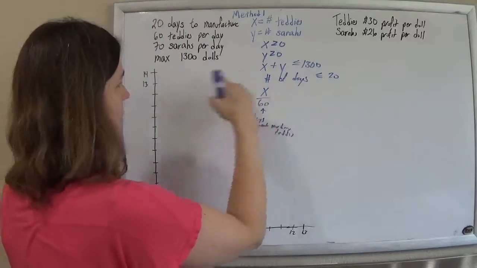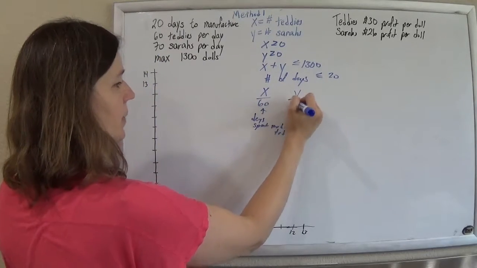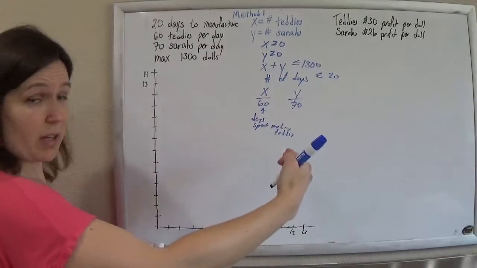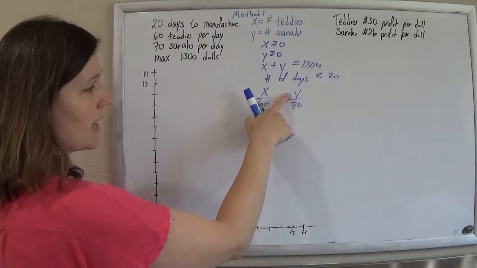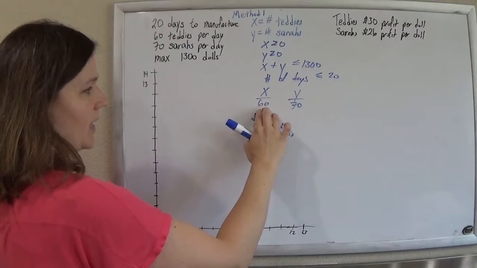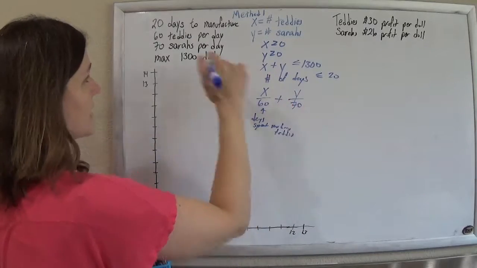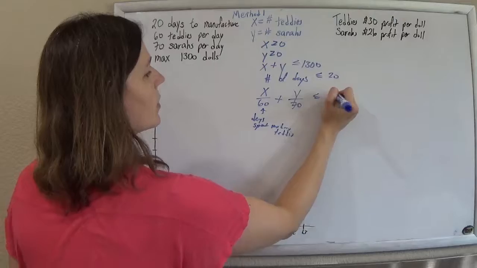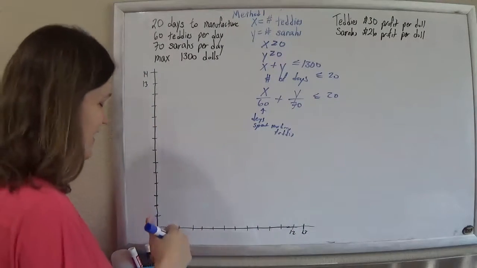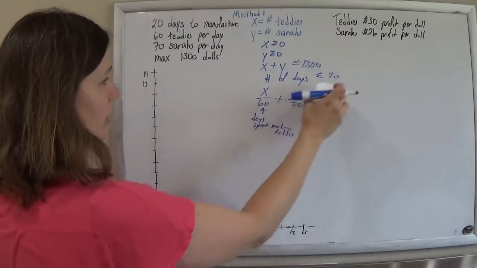By the same reasoning, I make 70 Sarahs per day, so y divided by 70 is the number of days I spend producing Sarahs. If I had 210 Sarahs to make, it would take me 3 days. So the number of days I spend making teddies plus the number of days I spend making Sarahs has to be less than or equal to the 20 days I'm allowed. Excellent, so those are our constraints.